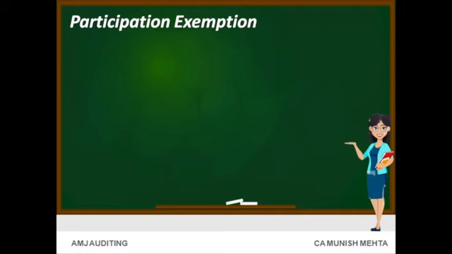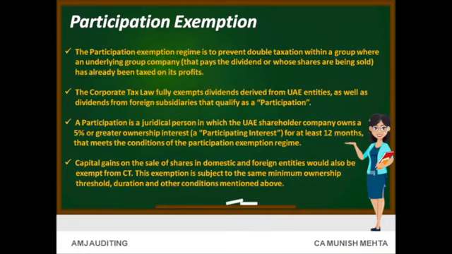Participation exemption. The participation exemption regime is to prevent double taxation within a group where an underlying group company that pays the dividend or whose shares are being sold has already been taxed on its profits. The corporate tax law fully exempts dividends derived from UAE entities, as well as dividends from foreign subsidiaries that qualify as a participation. The participation is a juridical person in which the UAE shareholder company owns a 5% or greater ownership interest for at least 12 months, that meets the conditions of the participation exemption regime.